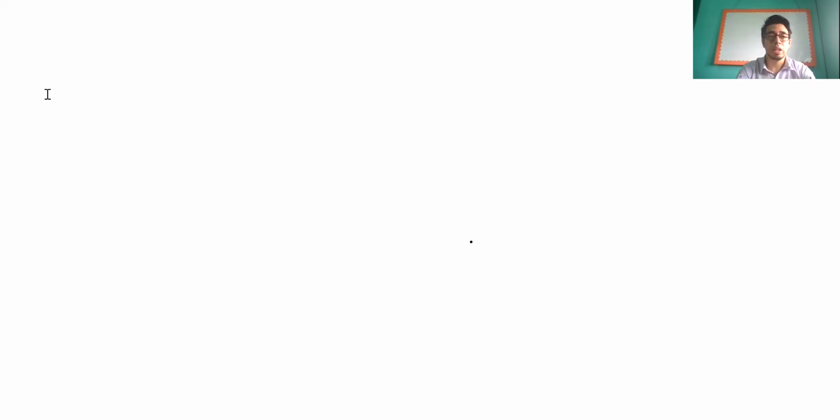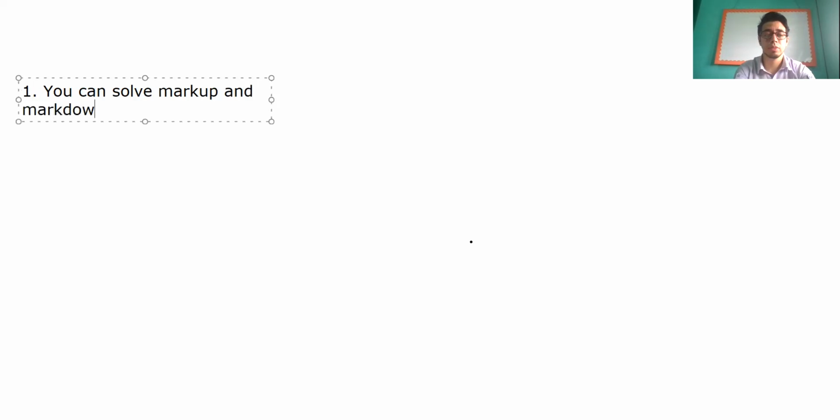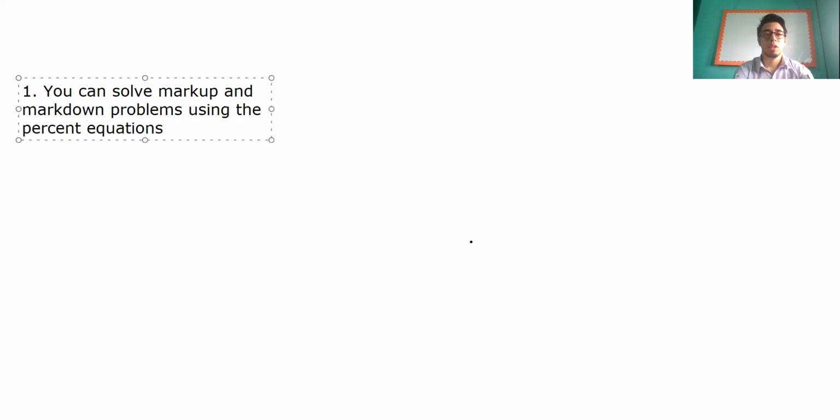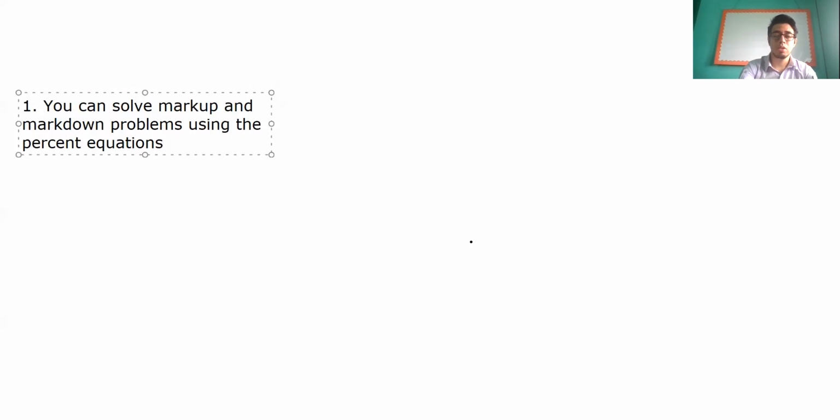I can write this using the first line we have in the key concept. You can solve markup and markdown problems using the percent equation, so they are related to the percent equation. And you already know what the percent equation is.